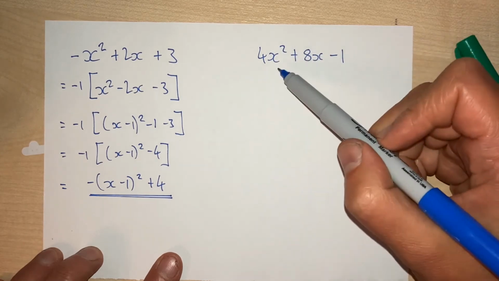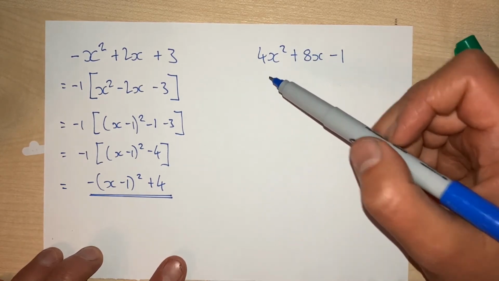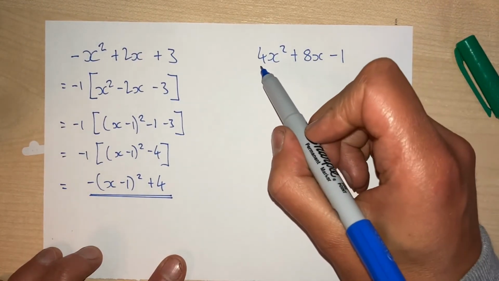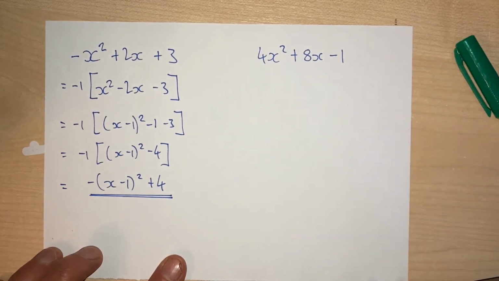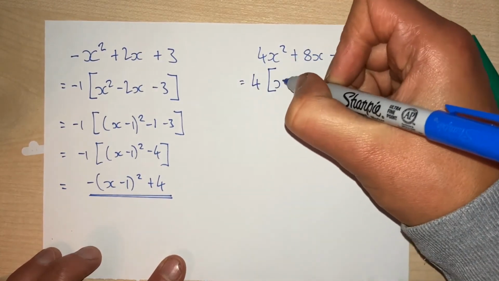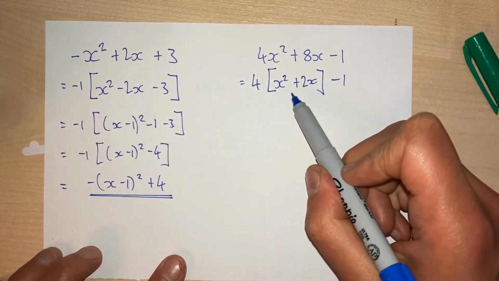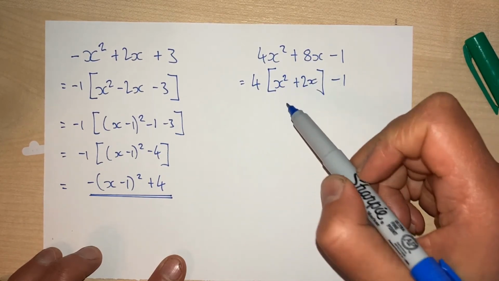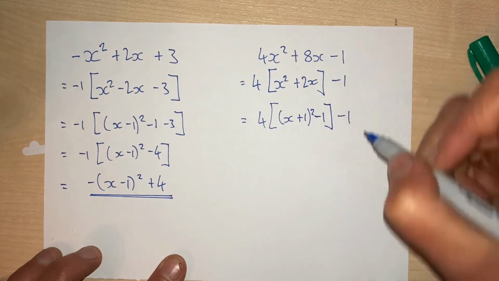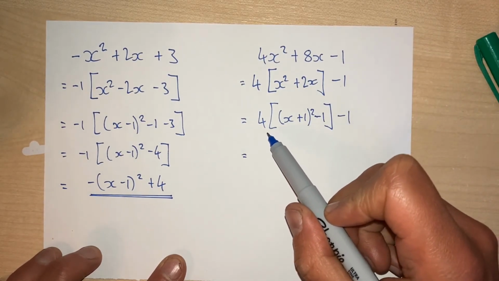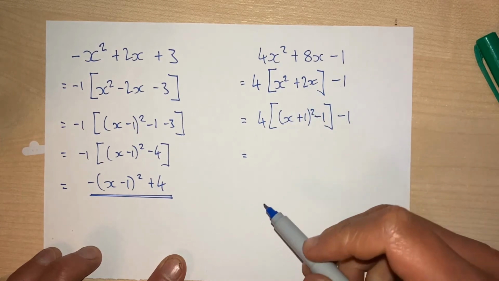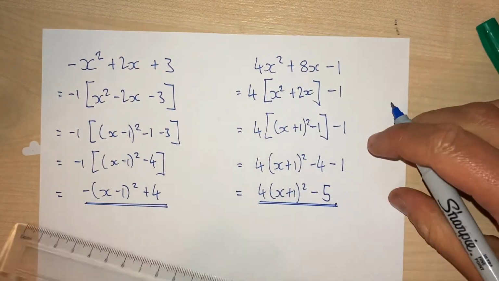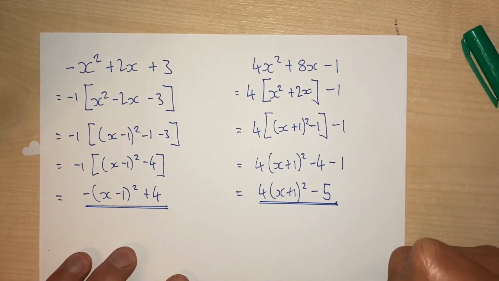In this second example, the coefficient of x squared isn't 1, so we have to do something about it. We need to take 4 out as a factor. Now notice that 4 is a common factor of the first 2 terms, so we can do it like this. I've taken 4 out as a factor of the first 2 terms, and I'm going to complete the square of what's inside the brackets. Now I need to multiply 4 by each term inside the brackets. Here's the answer in completed squared form.